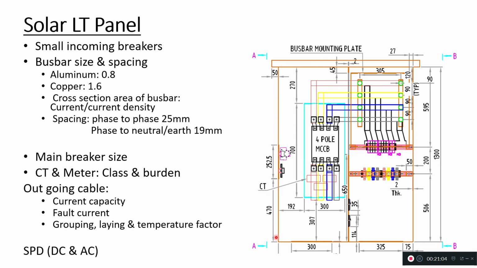Suppose there is a fault in the client system, then there is a chance that the fault current will flow to your LT panel through the injection point breaker. So the fault current capacity of this breaker as well as the main cable, the output cable from the solar LT panel to the injection point, should be capable of handling that fault current. So how will you calculate the fault current? I will link a video which was very useful for me to understand the concept of fault current. I will mention it in the description. You can also refer to the same video.